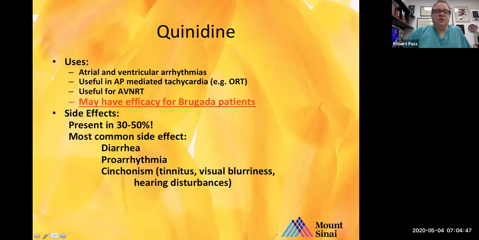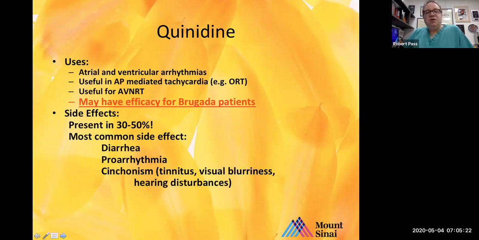And what is it used for? Traditionally, it's been used for atrial and ventricular arrhythmias. It used to be used fairly commonly in accessory pathway-mediated tachycardia, such as orthodromic reentry. It was also apparently used fairly commonly for AVNRT. But because of all the side effects of this agent, which we'll review in a moment, it really is almost never used for any of those indications today, because we have other agents that are better at treating these problems and don't cause all of the side effects.